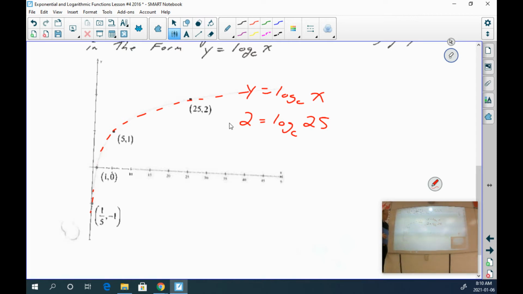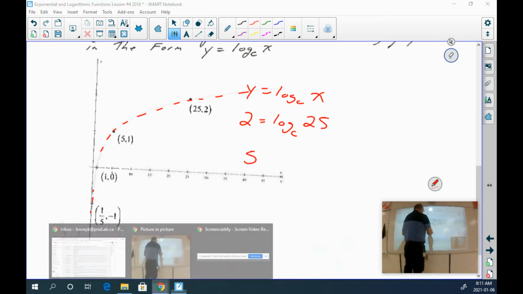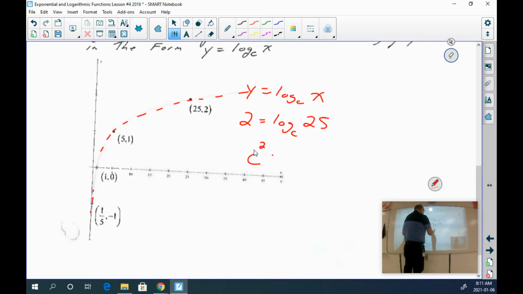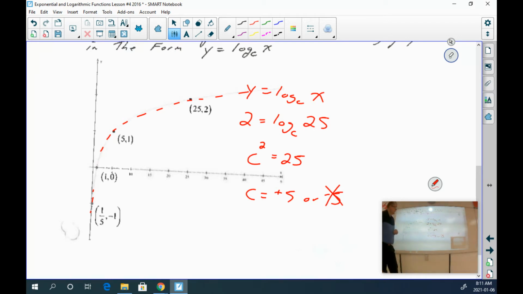Now, how do you solve something like this? Well, we can figure this out. The power of c that gets me to 25 is 2. So we're actually asking c to the power of 2 is equal to 25. So the power of c that gets me to 25 is equal to 2. We have c is equal to plus 5 or minus 5. That is not a solution to a logarithm. So your base for this guy is c. And you can probably figure that out here without going through that more difficult stuff.